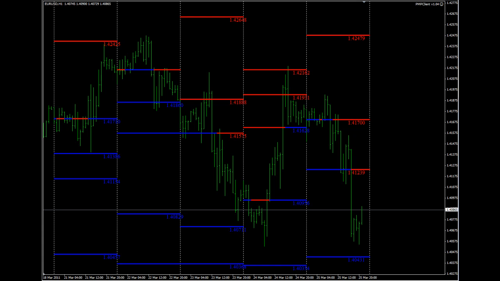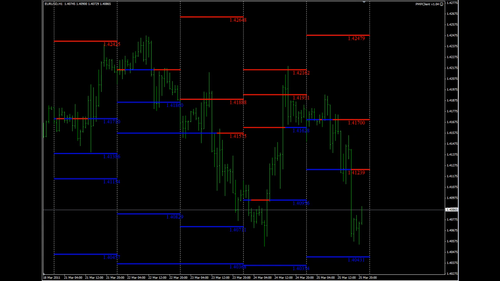Just like the MACD or the CCI or the RSI, these are all tools, they're indicators that help you make decisions as to what you're going to do next. Price Master Pro does not give you any trading signals by itself. In other words, it does not tell you buy now or sell now. It doesn't do any of that.